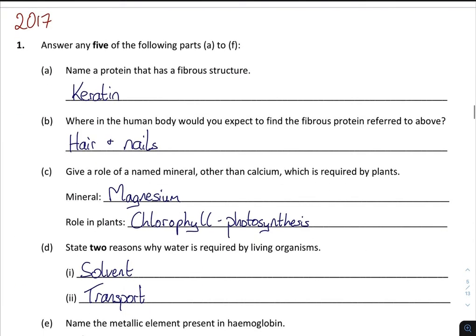2017, so you can see it comes up every single year. Name a protein that has a fibrous structure. Keratin. Where is it found? Hair and nails. That's a standard question.